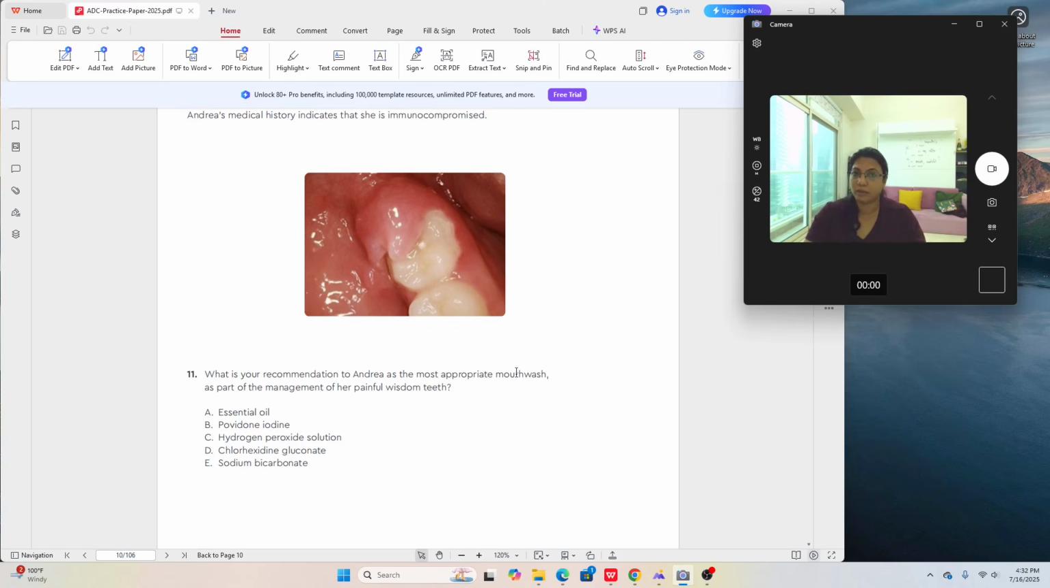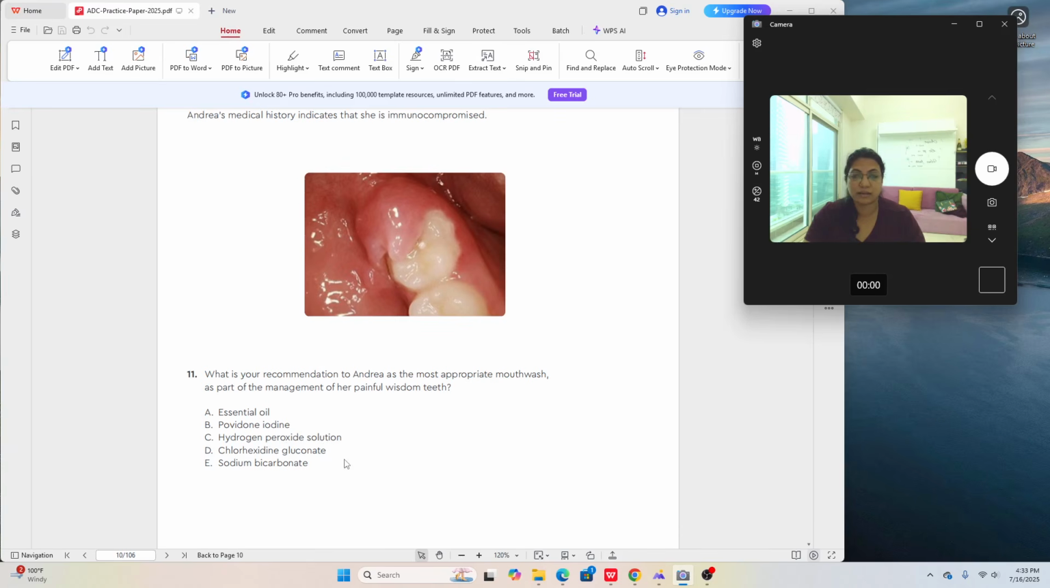Most appropriate mouthwash. Most appropriate. Most means you have to pick up one. It means all the options given can be correct. Essential oil, we don't prescribe oil as a mouthwash. Povidone iodine, that's betadine basically. You can, but technically not a mouthwash. More like an irrigation substitute, you know. Hydrogen peroxide solution can work, but it's going to be a little strong.